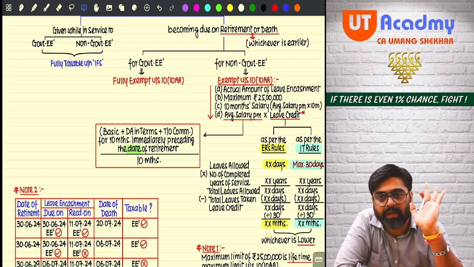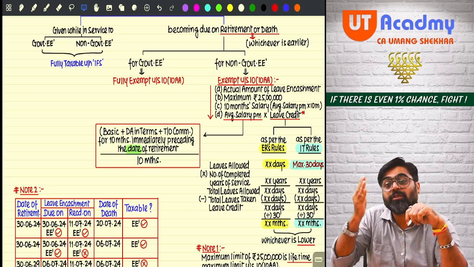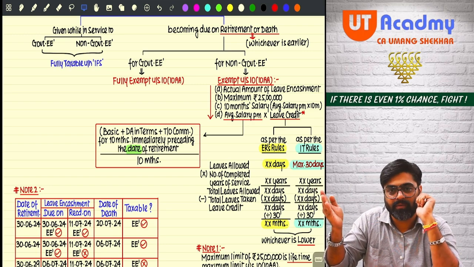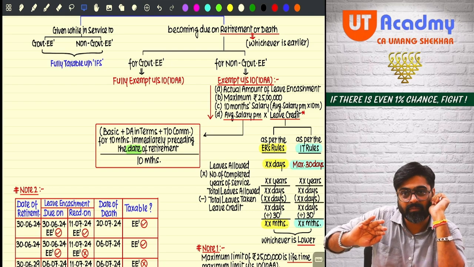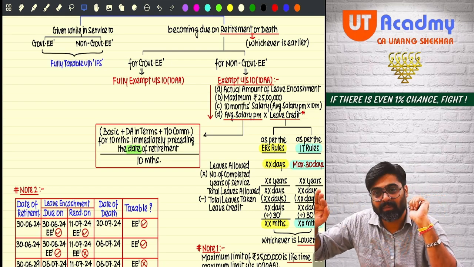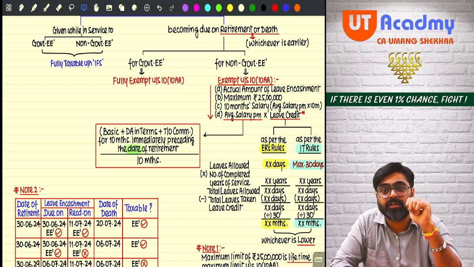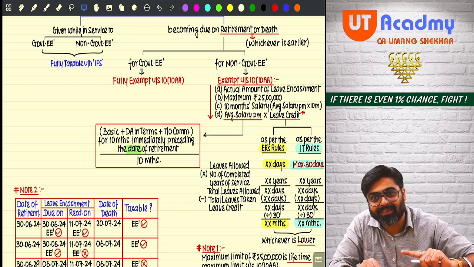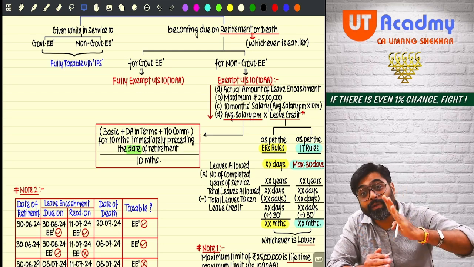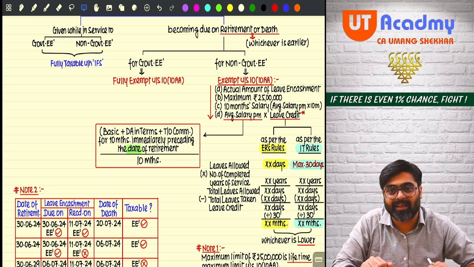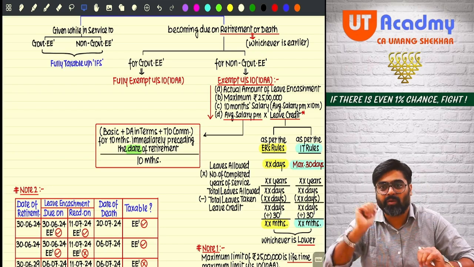So for example, your date of retirement is 1st of December. So 10 months prior to 1st December will end on 30th November. So take the salary of November, October, September, likewise. Okay. What if your date of retirement is 31st December? Take the entire December month, because prior to date of retirement 10 months they are telling. So take the entire December month and then 9 months prior to that.